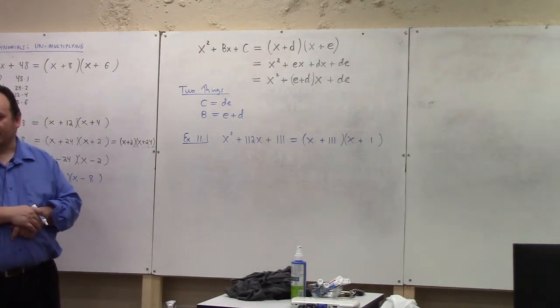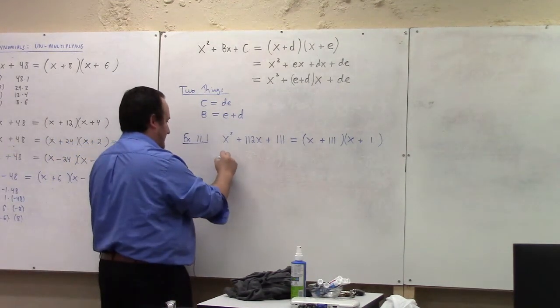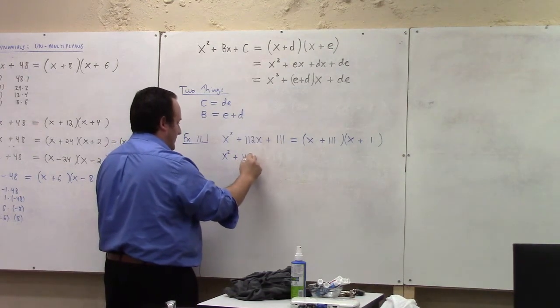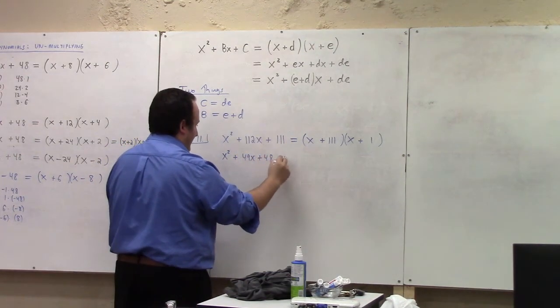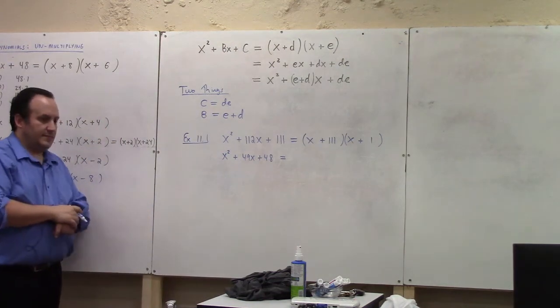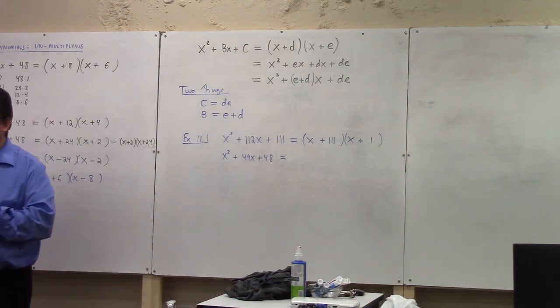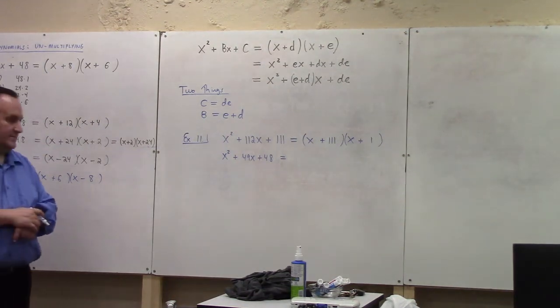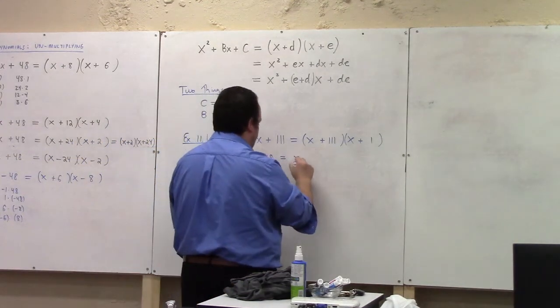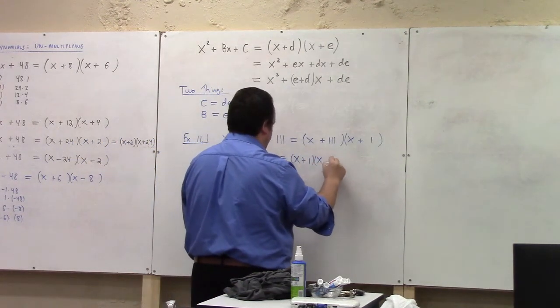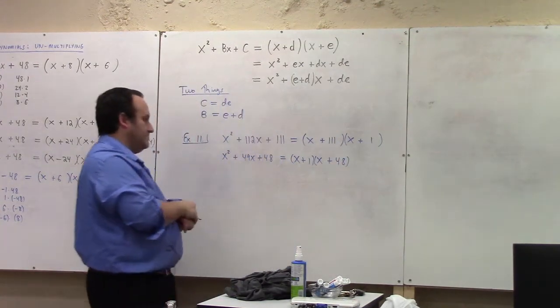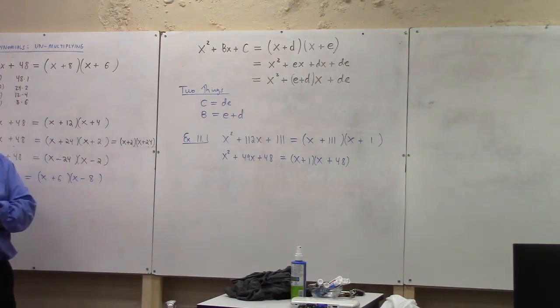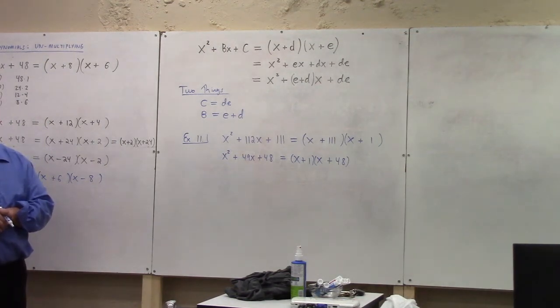There are endless examples like this. Like here's another one, x squared plus 49x plus 48. Anytime your middle coefficient is like one more than the constant term, it always factors kind of like this. x plus 1 times x plus what? See the pattern? Okay.